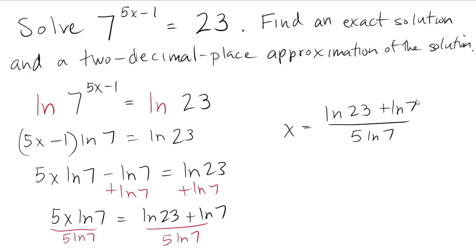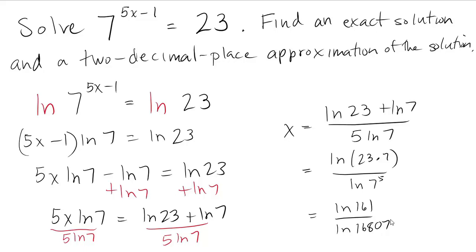You don't need to take it any further than this, but I do want to show you that this can be simplified. Remember that when you add two logarithms, you can multiply the inputs. So this is the natural log of 23 times 7, and in the denominator I can bring that 5 in as an exponent and write this as the natural log of 7 to the 5th power. 23 times 7 is 161, so that's the natural log of 161. In the denominator, 7 to the 5th power is 16,807. So there's a slightly more concise way to write this. But I don't need you to do any of that. That's all optional.